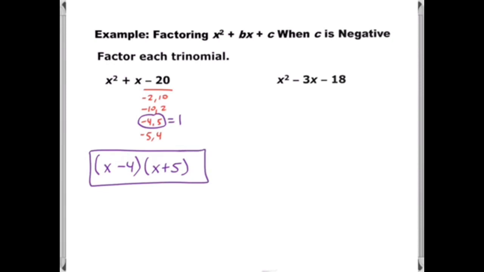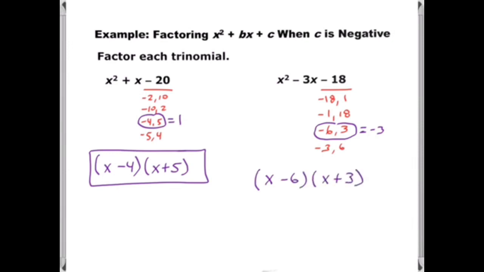In the next example, same idea, x squared minus 3x minus 18. We're looking for the factors that multiply together to be negative 18, but add up to be negative 3. So let's say negative 18 and 1, negative 1 and 18, negative 6 and 3, negative 3 and 6. And I think we passed the one we wanted. Negative 6 and 3 add up to be negative 3. So these two will work. And so we factor it out. We've got x minus 6 and x plus 3. And so this is our factored form.